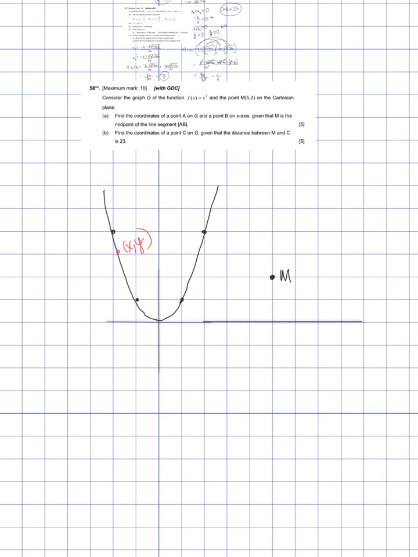So if we want to find the coordinates of a point A, so this is A, this is the graph G, and a point B on the x-axis, so the point B on the x-axis is going to be (x, 0). So M is the midpoint, so this is (5, 2). So we should probably do (x1, y1) and x2. So we're going to have (x1 plus x2) over 2, and (y1 plus 0) over 2 equals (5, 2). Okay, the midpoint.